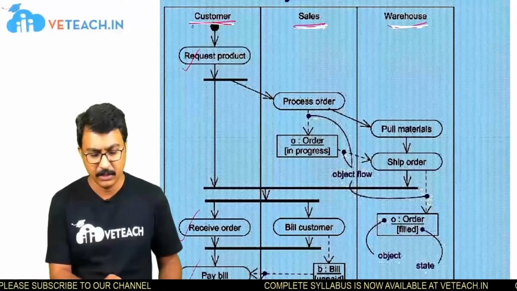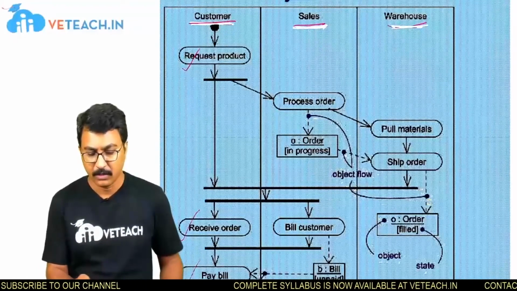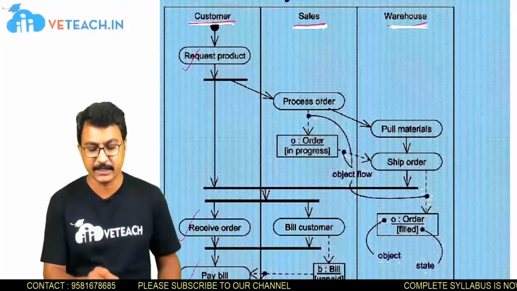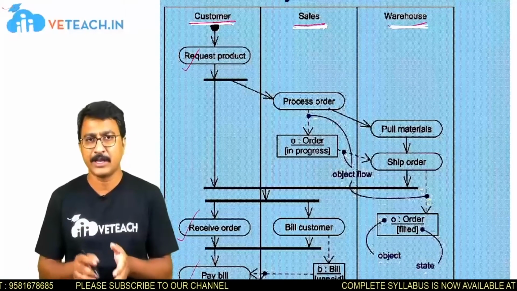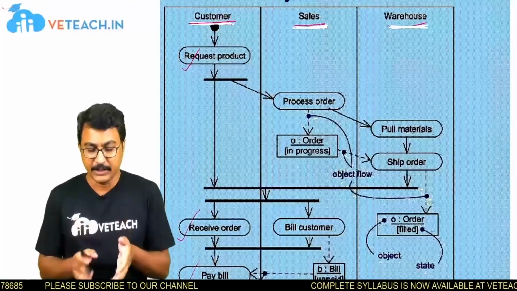So there are three objects that have been represented. One is a customer, two is a sales, and three is a warehouse. So I am splitting my action and activity states basing on that.